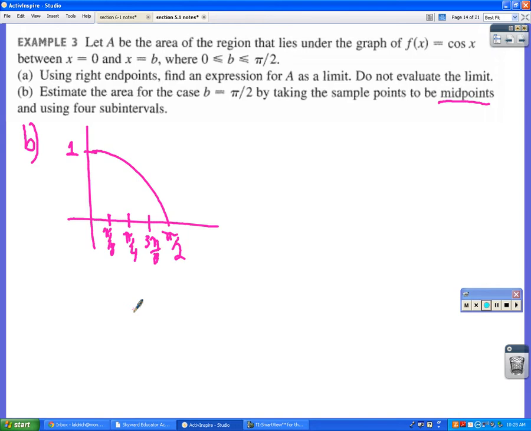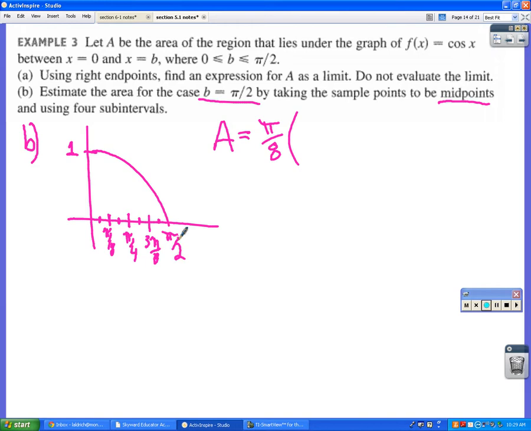Wait, but B is not at 2 pi. B is at pi over 2. Are we using the equation thing? No, we're going to use, so what's the widths of all of these little rectangles? Pi over 8. So the area is going to be the width of all the rectangles, which is pi over 8, times the heights of all the rectangles, and they want us to choose the midpoints to dictate the heights of the rectangles.